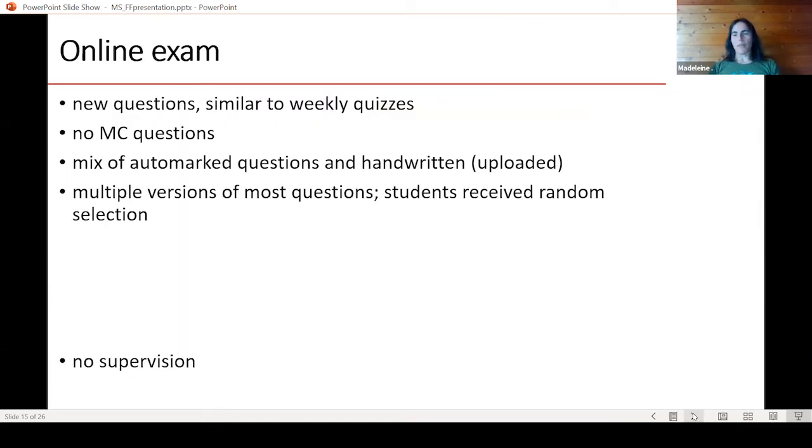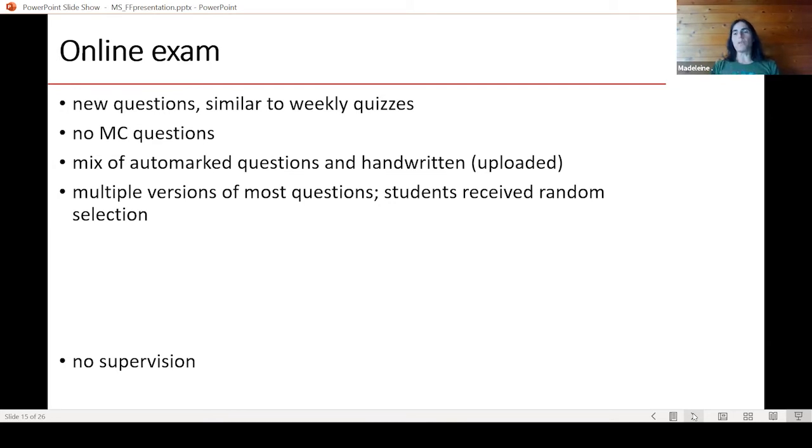Okay, now I want to talk about the exam in detail. We wrote completely new questions. We don't use multiple choice questions in our exams. All of the questions required the students either to input a number or a word, which were the automatically marked questions, or to handwrite a full solution and upload their answer.